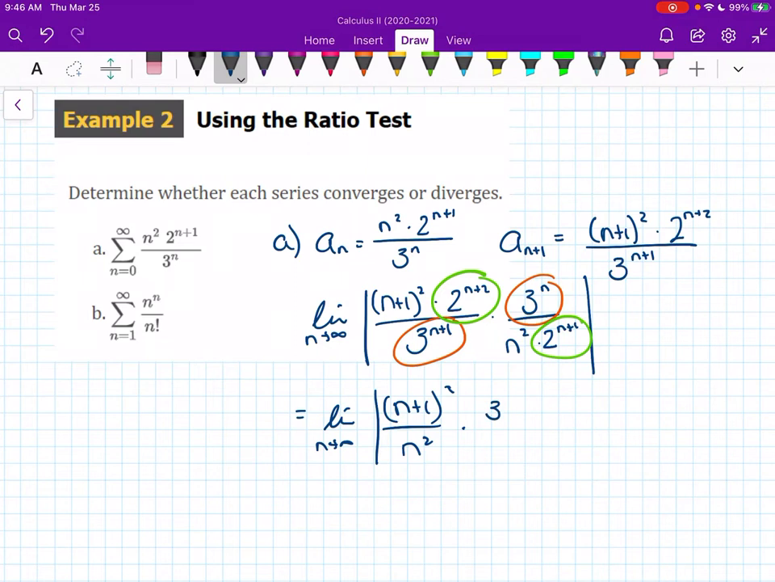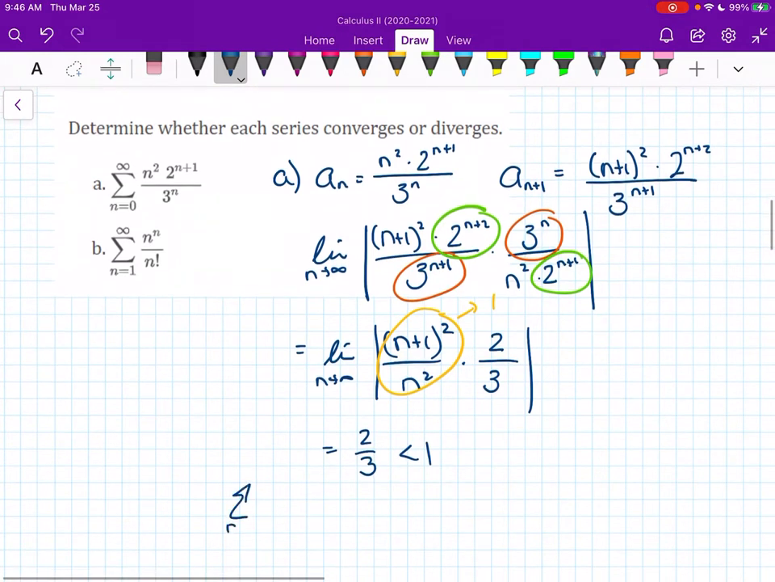times, let's see here, the 2's, there's one more 2 on the numerator and one more 3 on the denominator, so times 2/3. If I look at that first fraction, I have n squared over n squared, and there's no coefficient, so I know that that goes to 1. So my limit here is just 2/3, which is less than 1. So I can say that my series is going to converge absolutely by the ratio test.